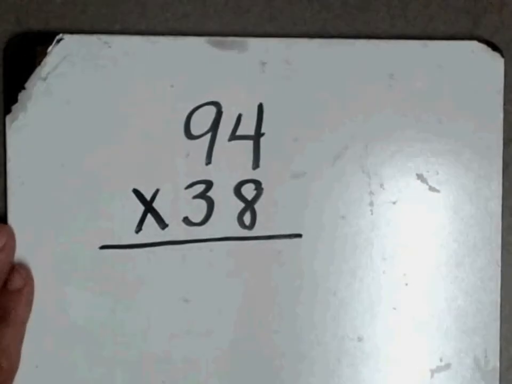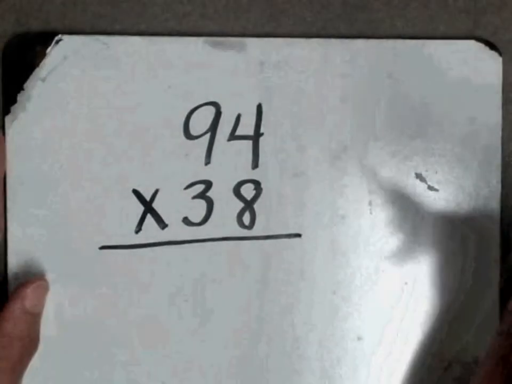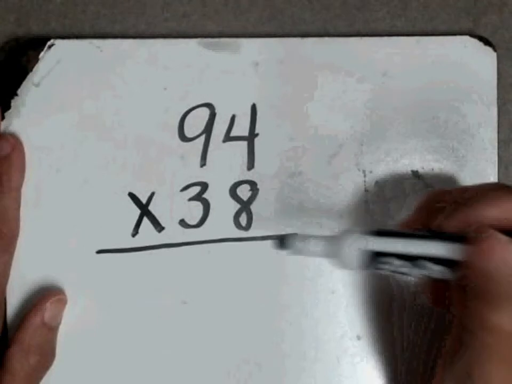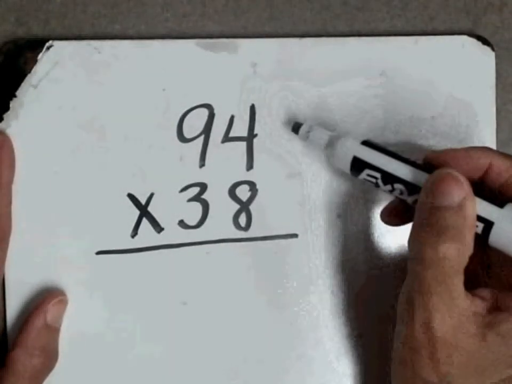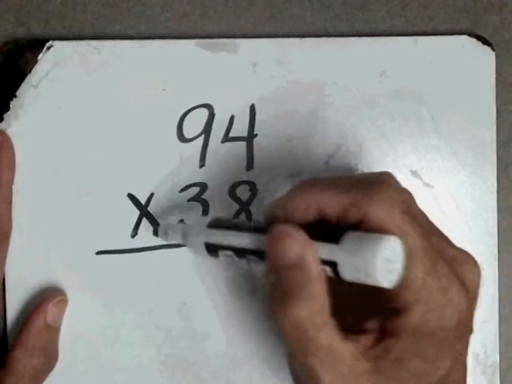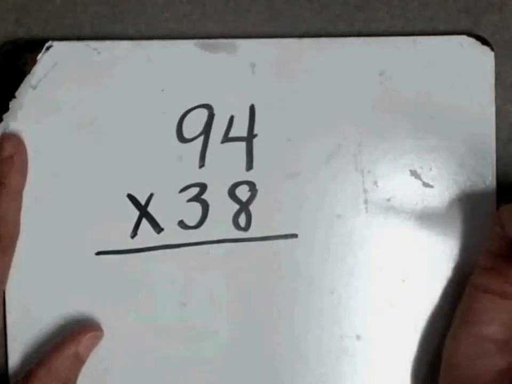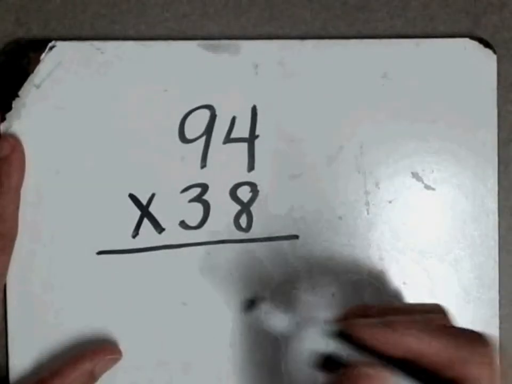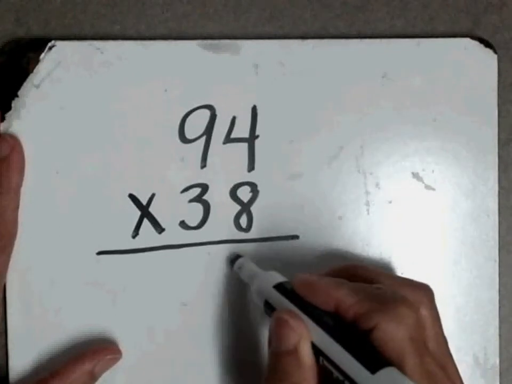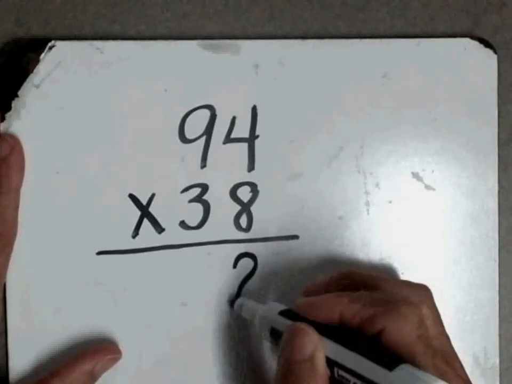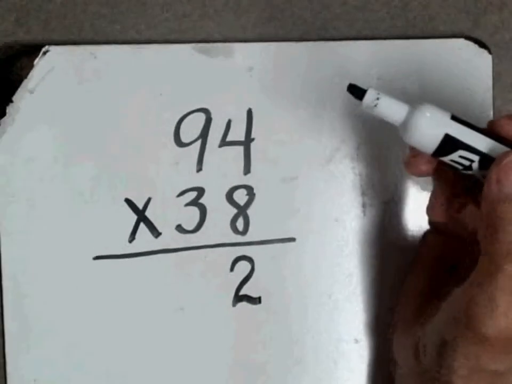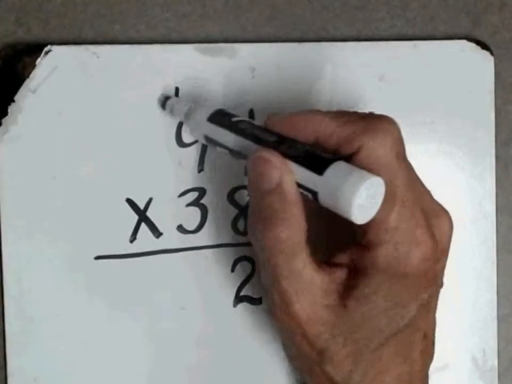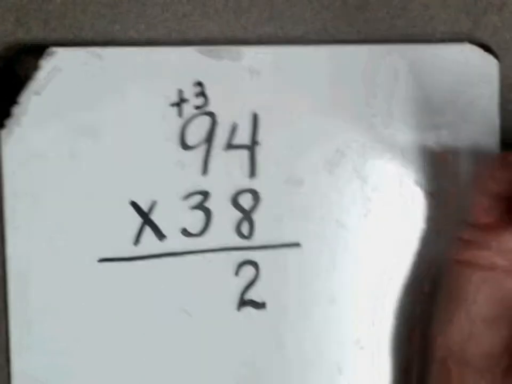So with 2 by 2 multiplication, you always want to multiply your ones place times your ones place, which would be 8 times 4. And 8 times 4 is, boys and girls, 32. So we're going to put the 2 in the ones place, and we're going to regroup the 3 tens in the tens place, just like this.